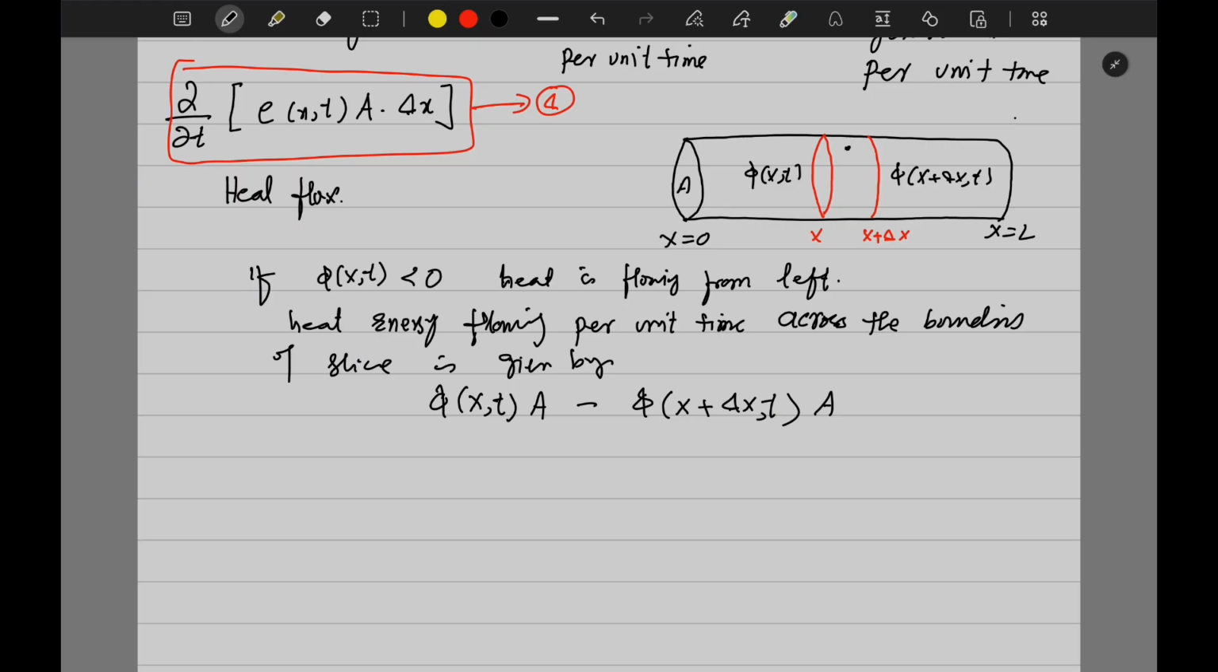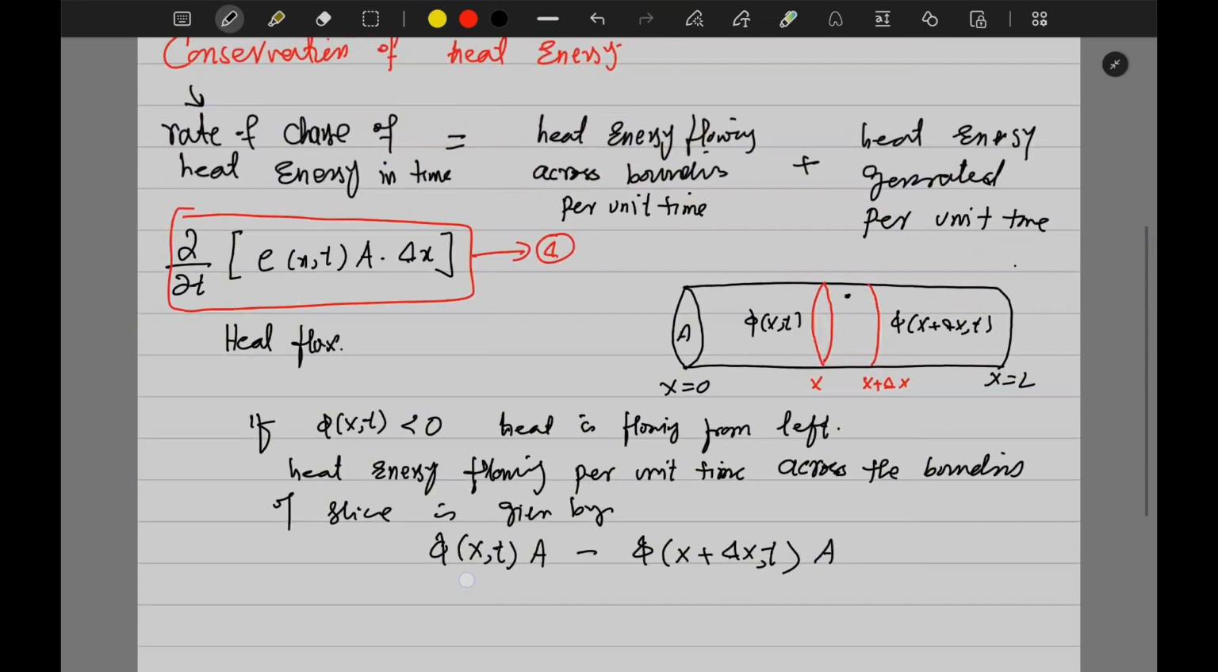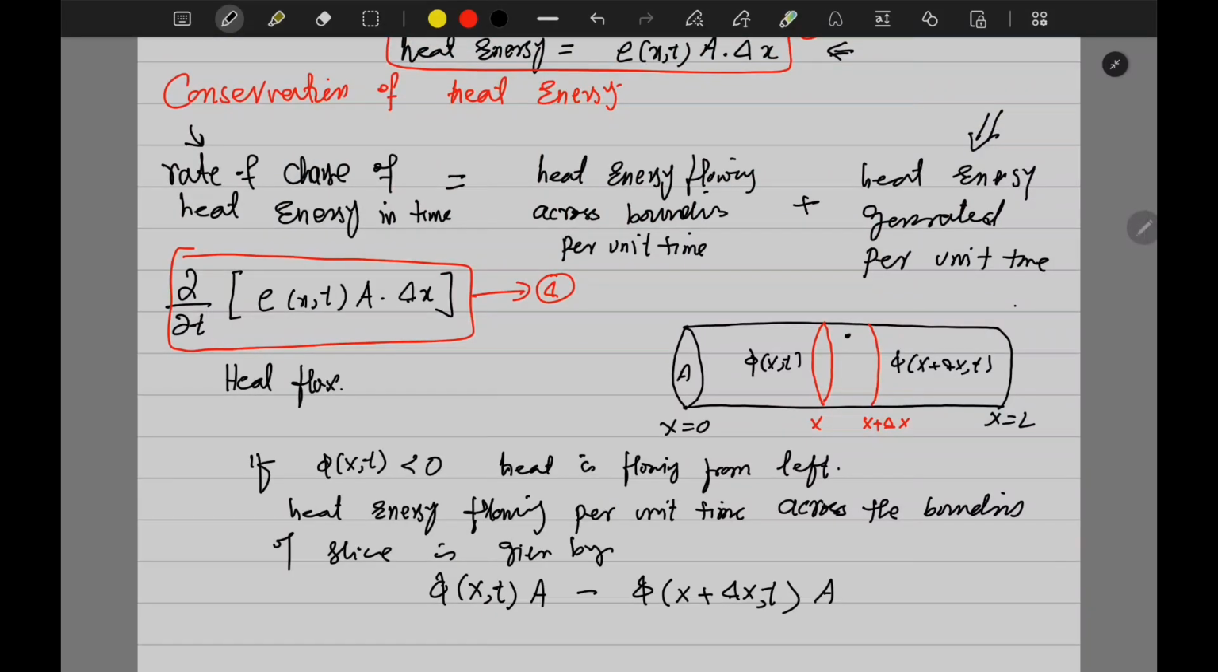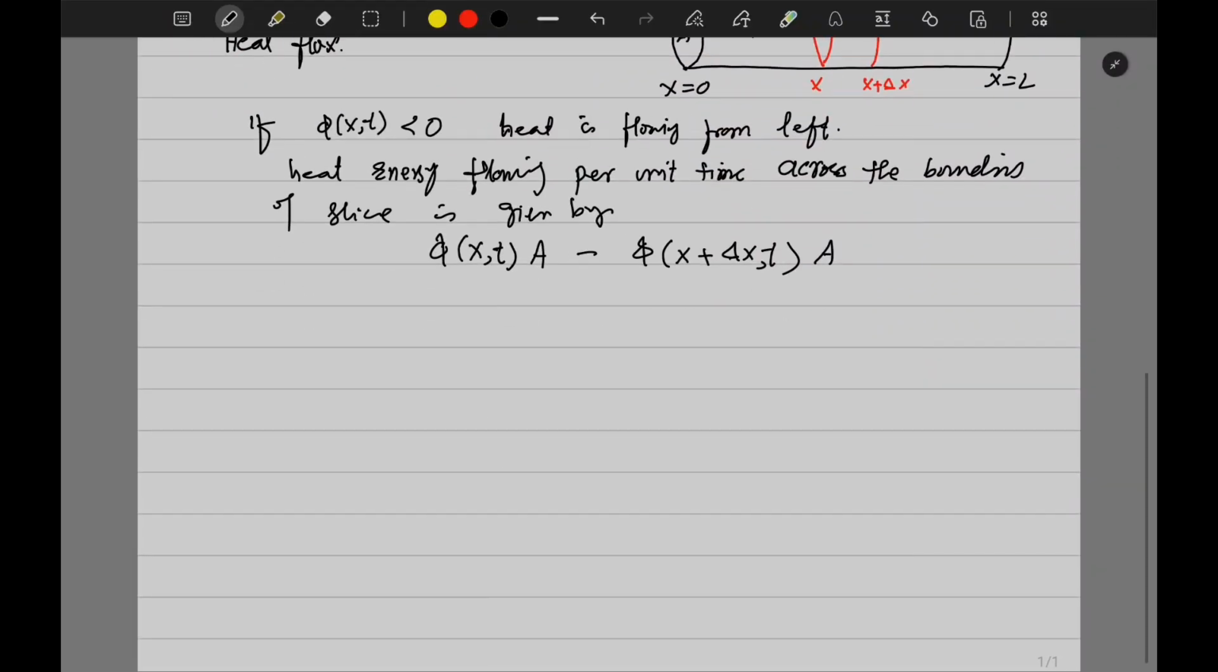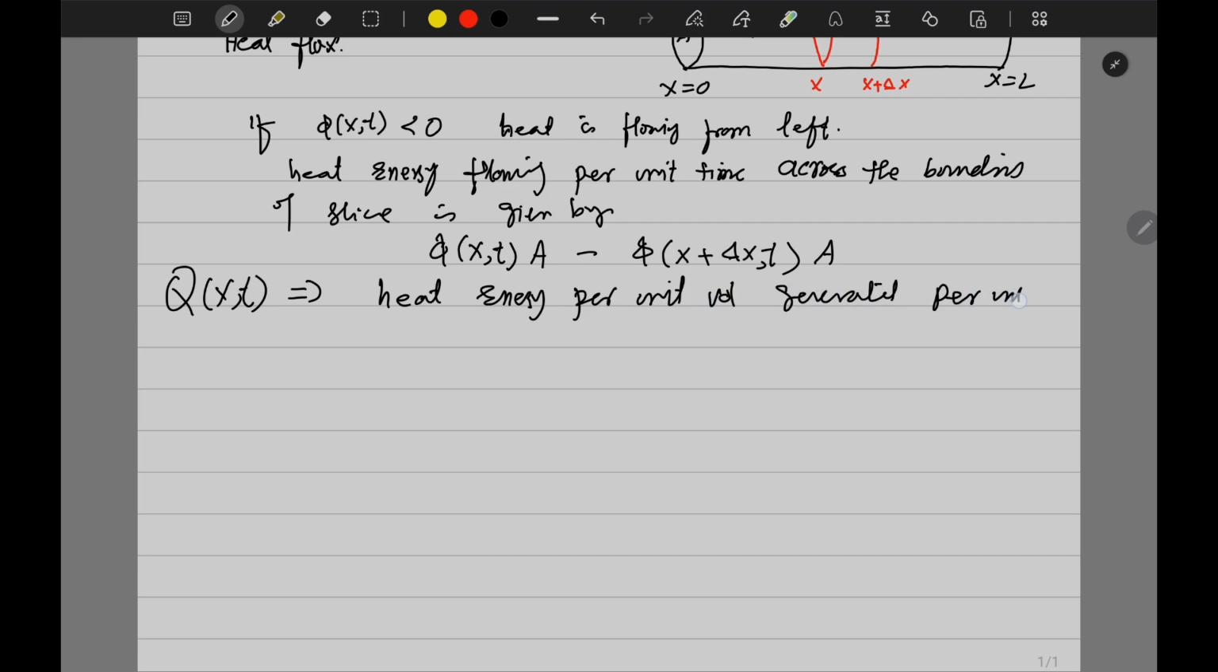Okay, now we have the heat source. So let's talk about the heat source. This is the heat that is generated inside the system. So the heat source, q of x t, is the heat energy per unit volume generated per unit time.